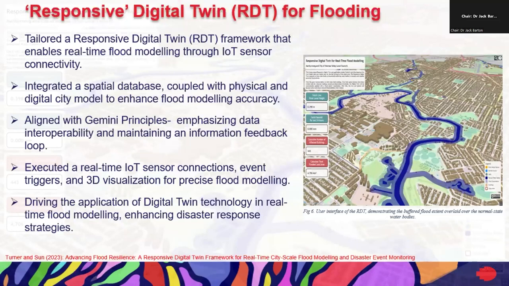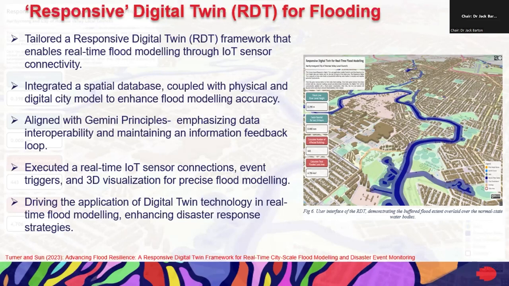So to highlight that, this kind of application I introduced is a pretty much successful student project, and we follow the Gemini principles of digital twin, and that is another term, for Australia and New Zealand, the digital twin principles. So we summarize a few points here. It's a tailored responsive digital twin framework that enables real-time flood modeling through IoT sensor connection and an integrated spatial database, coupled with physical and digital city models to enhance flood modeling accuracy.